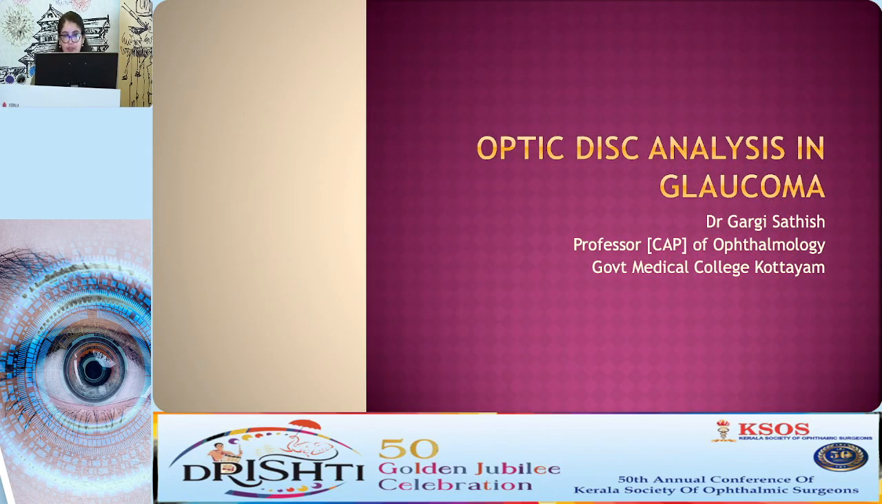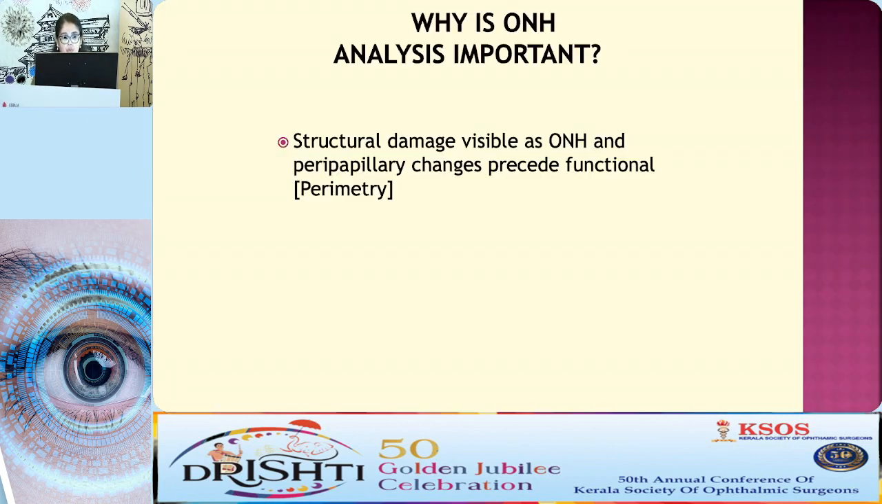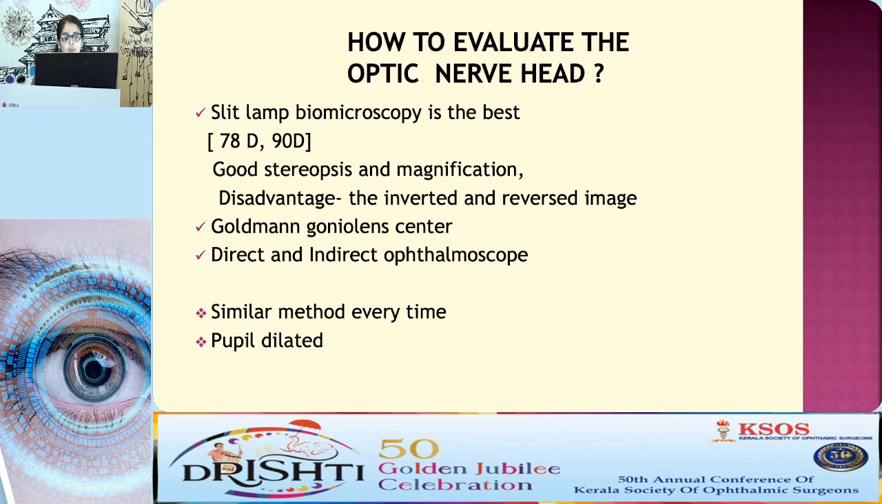Going to my topic, which is optic disc analysis in glaucoma. Now, you all know that glaucoma being an optic neuropathy, the structural damage visible as optic nerve head and peripapillary changes precede the functional damage like perimetry changes. How do you evaluate? Any sort of ophthalmoscopy will do, but the slit lamp biomicroscopy with its good stereopsis and magnification is the best. Use a similar method every time and do it with pupil dilated.